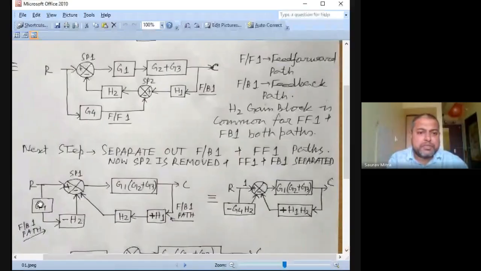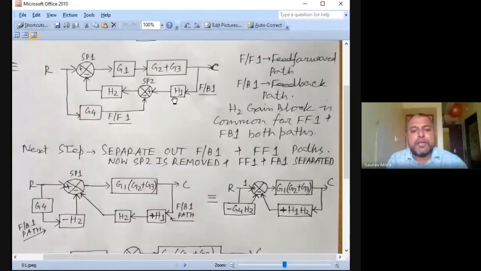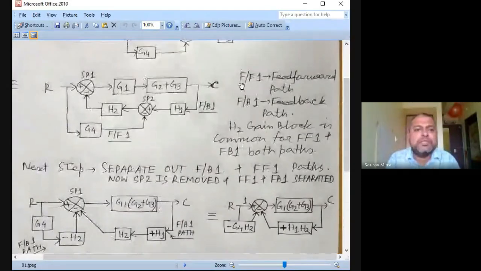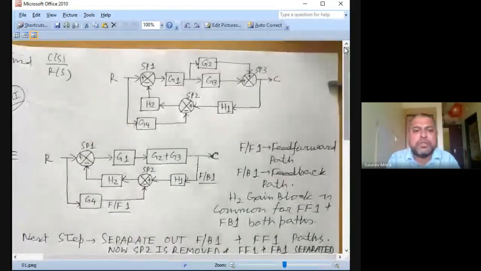Second thing is feedback. H1 is coming and this is positive because H1 is positive. H2 is also positive, there is no sign, and given to negative. So plus H1 H2 given to negative. If you are solving it, this right side image is very important. What you are writing is minus G4H2 given to negative. And on the top I told you that this G1, G2, G3 is very easy. G1, G2, G3 is not creating any problem.